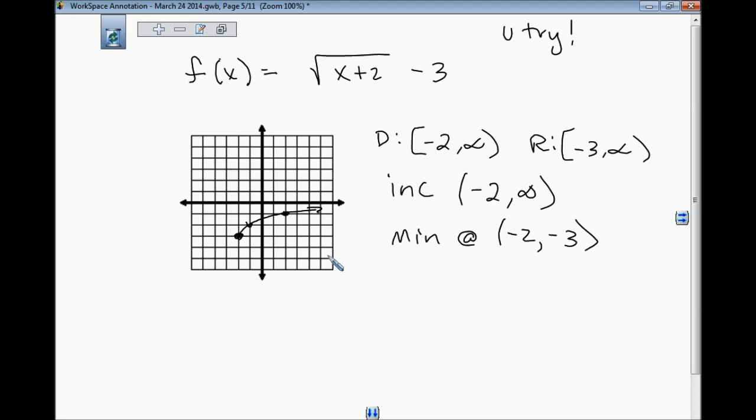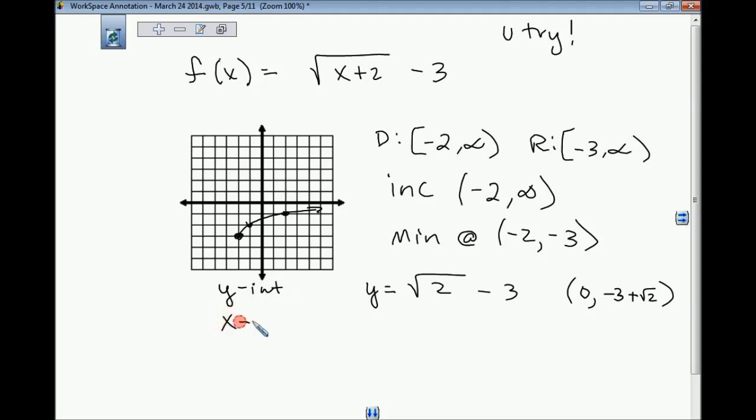What about x-intercept? Oh, let's do it. X-intercepts, y-intercepts. Okay, so to get the y-intercept, we plug in what? 0 for x. So if you wanted the exact y-intercept, it would be (0, √2 - 3). Or negative 3 plus the square root of 2. There we go. There's the y-intercept.